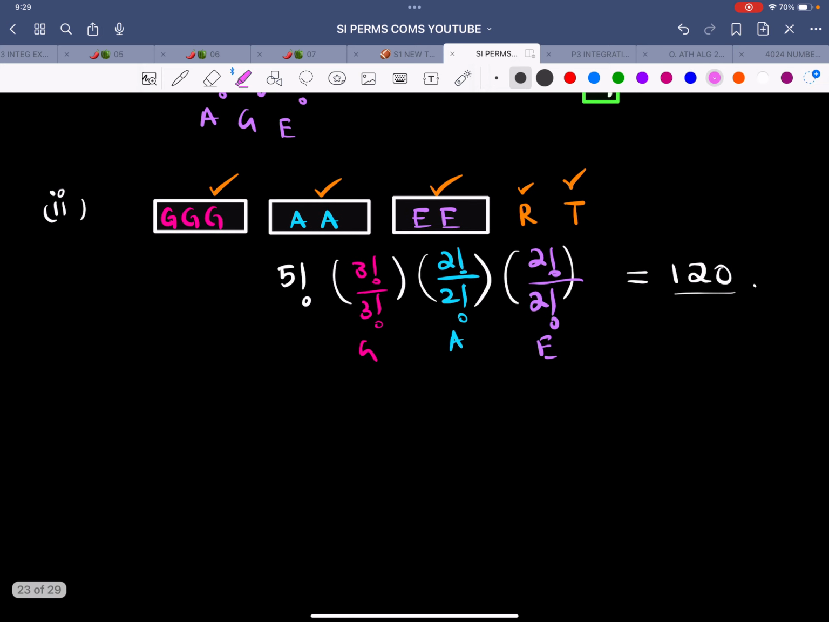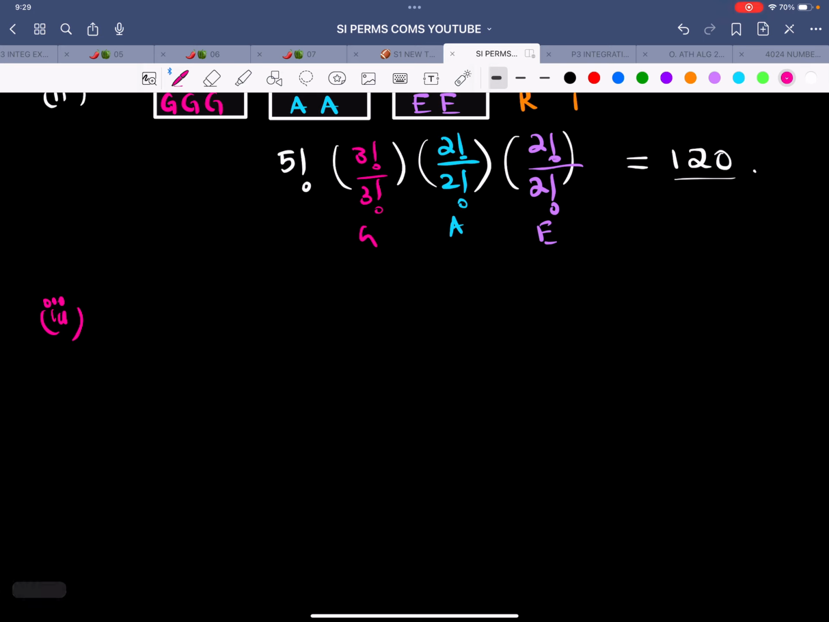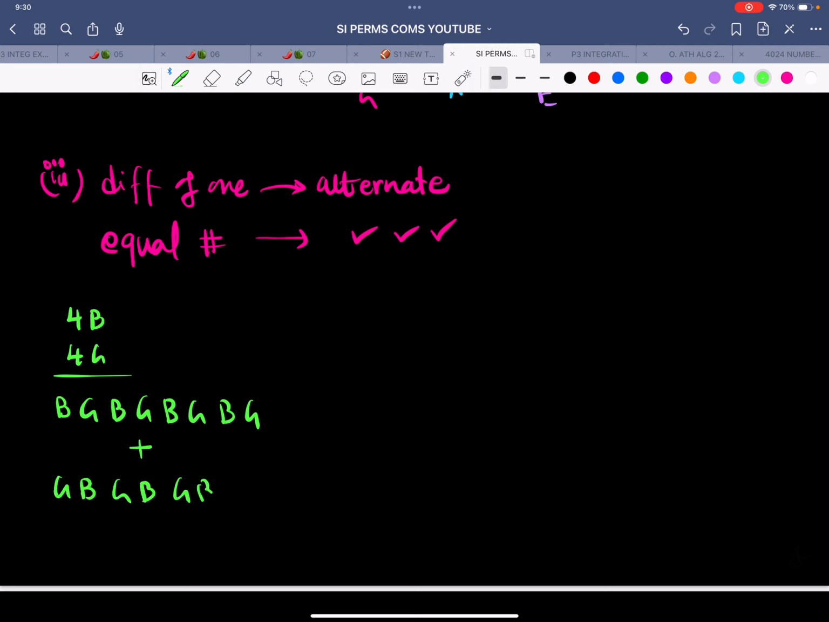Now, when we talk about alternate, we should remember this fact that alternate could come in a way that there is a difference of 1, or let me write it down, this is alternate, or equal numbers. So that can be asked for alternate also. For example, let's say if there are 4 boys and 4 girls, can they stand alternately? The answer is yes. It could be boy, girl, boy, girl, boy, girl, boy, girl, or girl, boy, girl, boy, girl, boy, girl, boy.